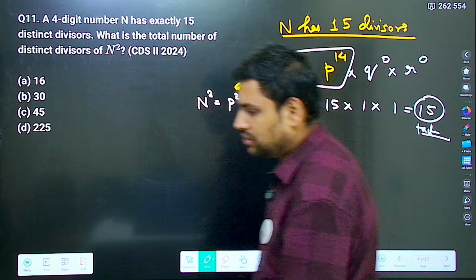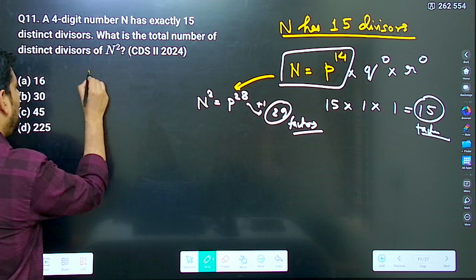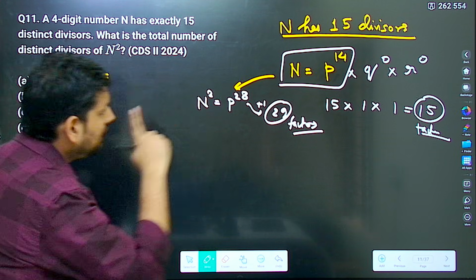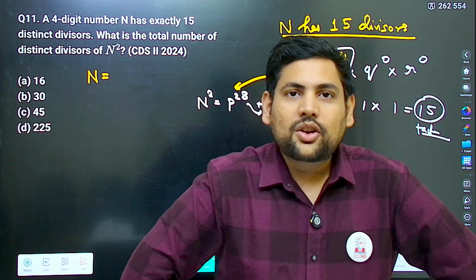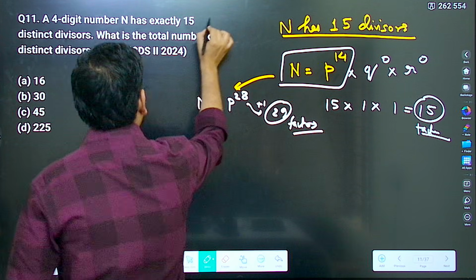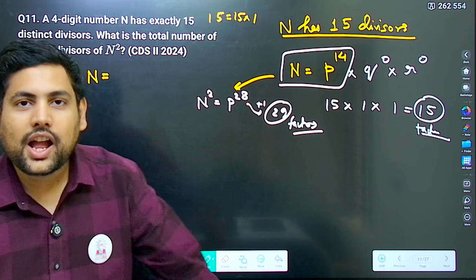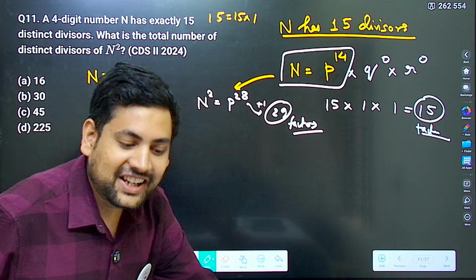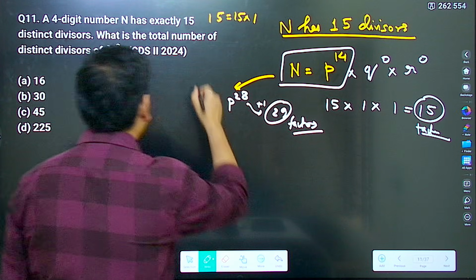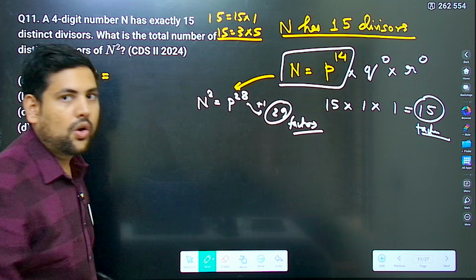So you do case 2. What is the other way n can look like? Now n can also look like, see, I need to get to 15 divisors. So how can I get to 15? One way to get to 15 was 15 into 1. Is there any other way? Yes, there is. 15 you can reach by 3 into 5 also.